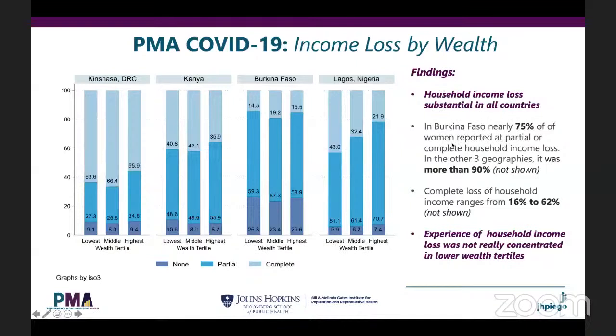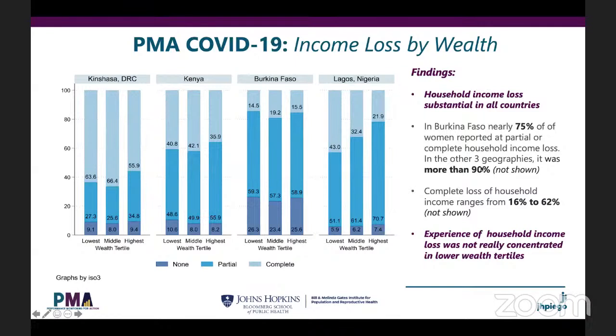So the biggest surprise to me from this was the extent. Burkina Faso, I think, is doing the best in terms of household income loss. But in total in Burkina Faso, almost 75% of women reported partial or complete household income loss since the beginning of the COVID restrictions. And in the other three geographies, it was above 90%. So I think just the sheer scale of income loss was a surprising finding.